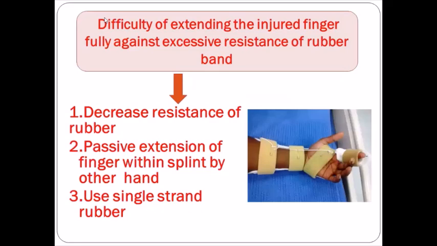Now, another problem is difficulty in fully extending the injured finger against the excessive resistance of the rubber band. It happens when the finger is flexed and you are passively extending it. If the rubber band resistance is more, your patient may not be able to extend it as far as is allowed in the splint. In that situation, you need to change the rubber band to one with a different resistance, or you can go for a single strand of the rubber band.